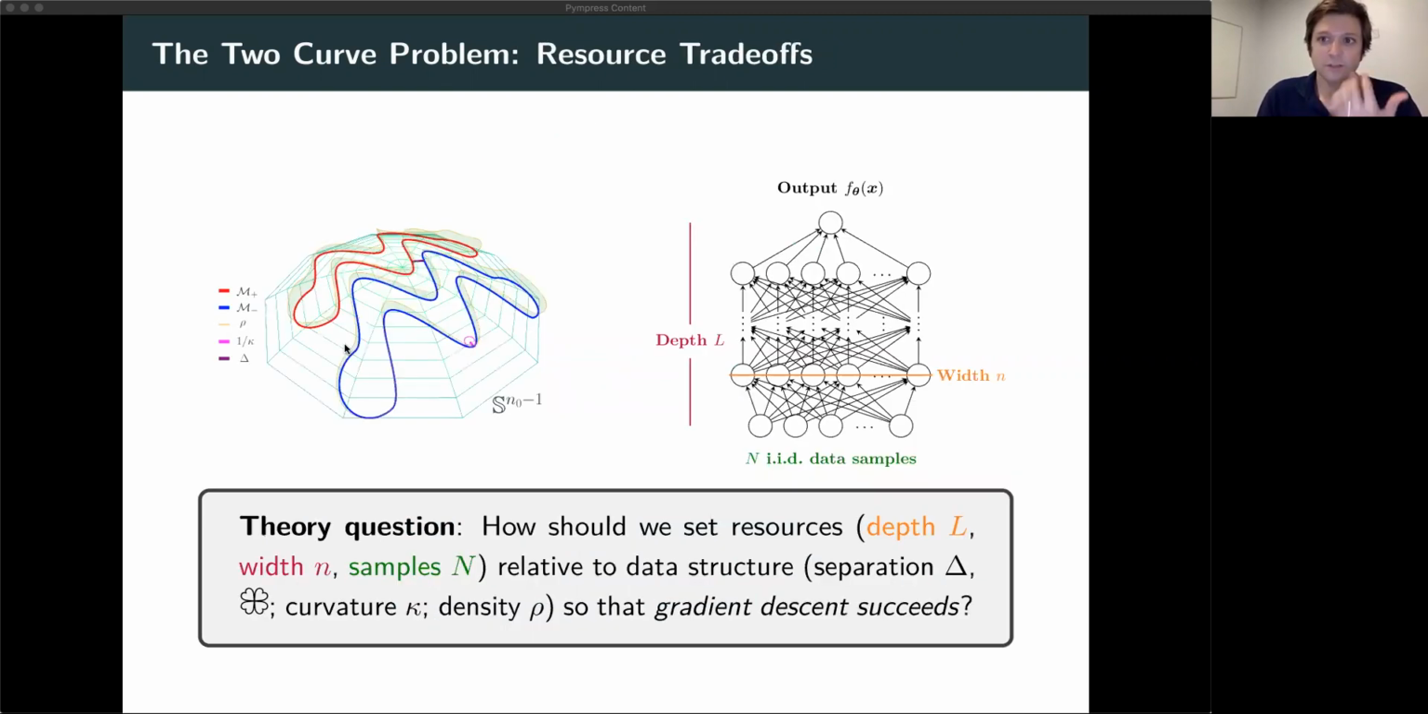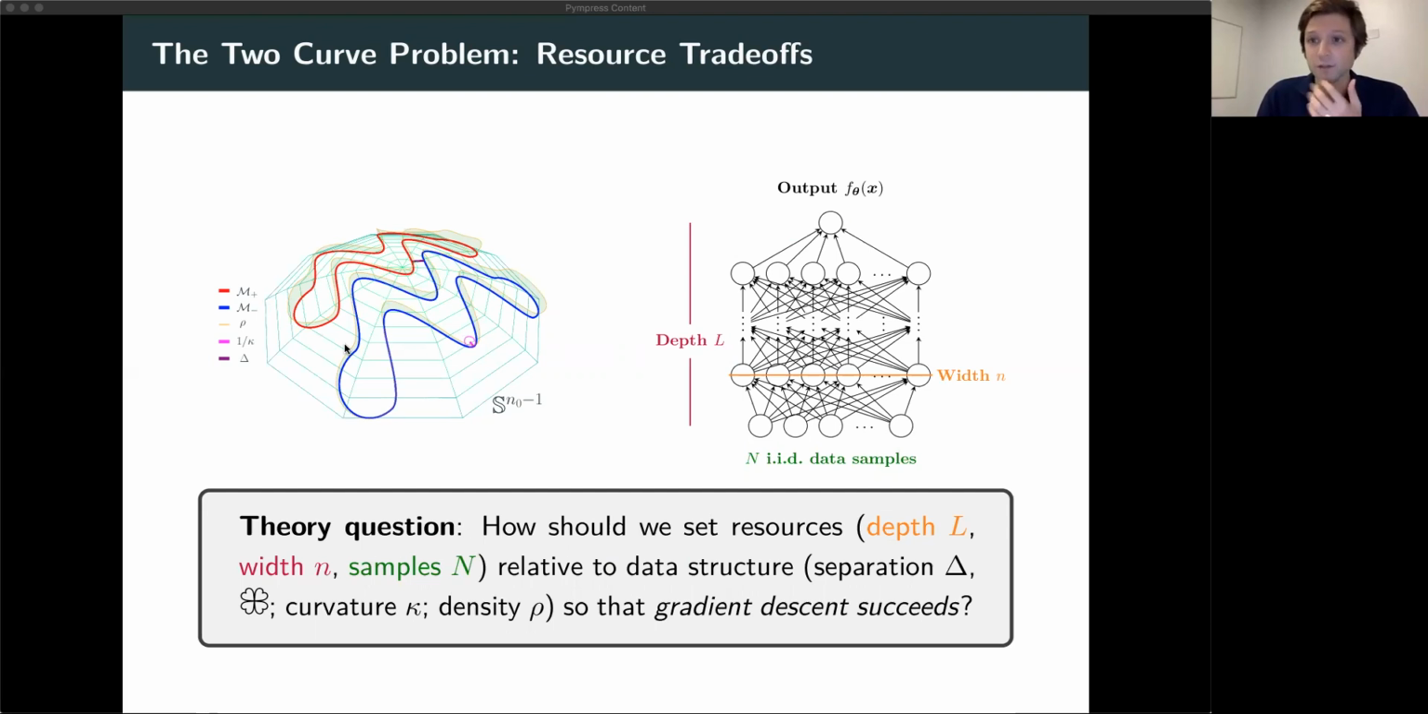And the theoretical question we can try to resolve in this nice model, trying to understand the interactions between the network and the data, is how do we need to set these simple architectural summary hyperparameters, the width, the depth, and the number of samples, relative to the geometric properties of the data in a way that we can guarantee the gradient descent succeeds in this problem.